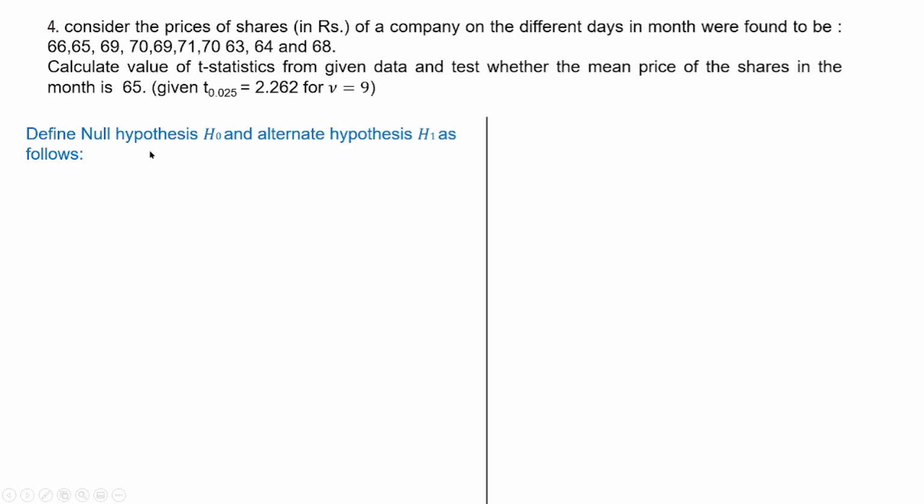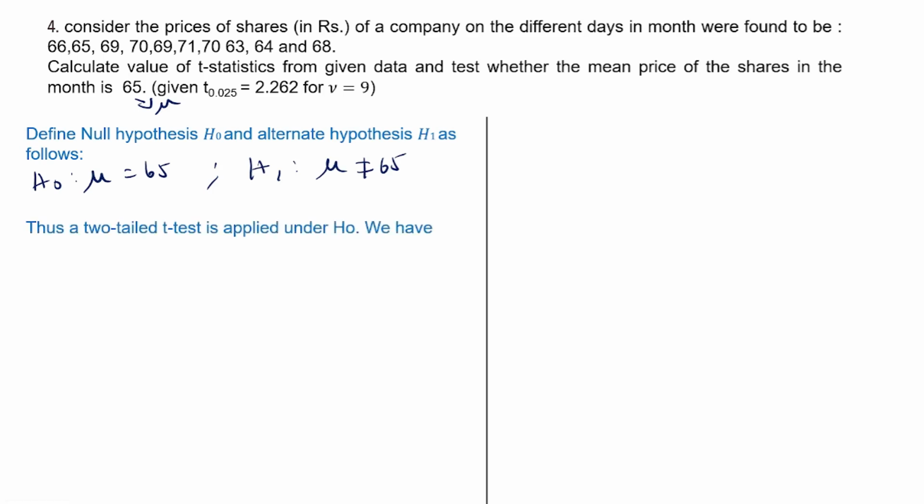So let us define null hypothesis H naught and alternate hypothesis H1 as follows. H naught is mu equal to 65 and H1 is mu not equal to 65. So we have a two-tailed test which is applied under H naught, and the t statistic is given by t is equal to x bar minus mu upon s into root of n minus 1. Here again the sample observations are given. Again we have to draw a table and find the value of s.